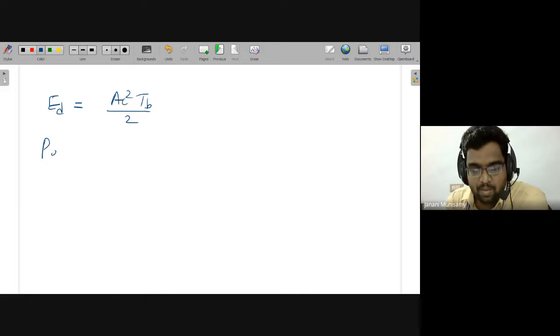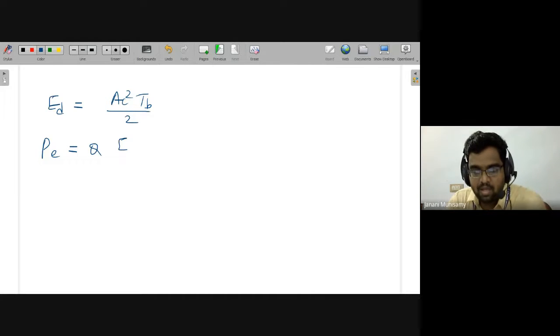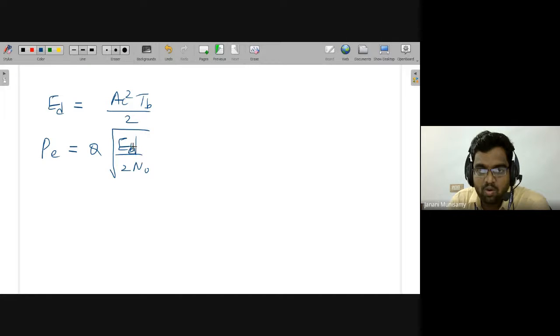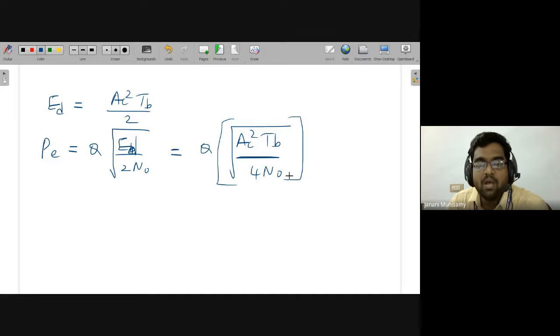Then what is the probability of error? Already I have mentioned the probability of error is Q of the square root of ED divided by 2n naught. Now I have found ED, the difference in energy. Substituting that, you will get Q of the square root of AC square TB divided by 4n naught. This is the Q function.